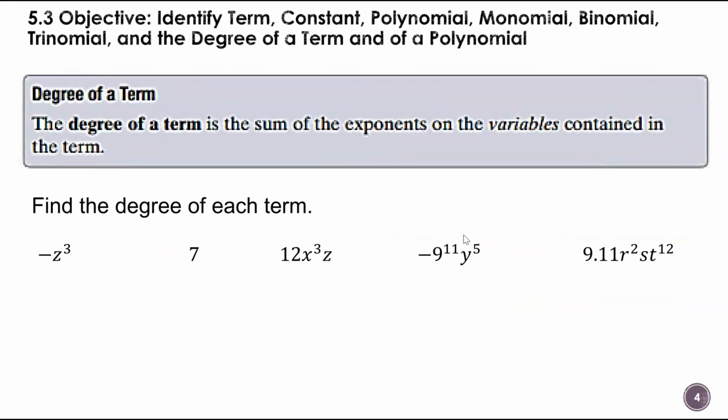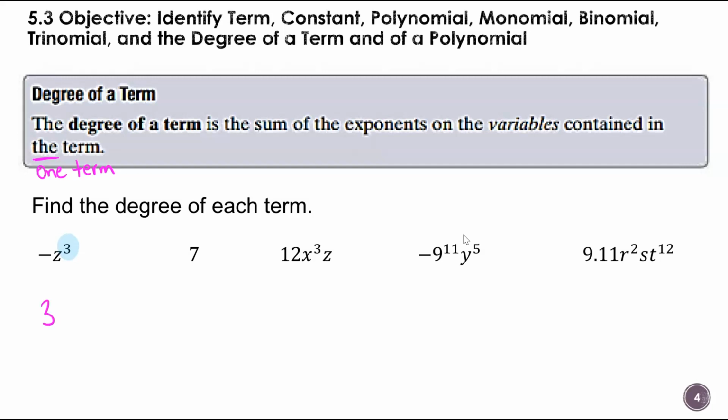The degree is the sum of the exponents on the variables contained in the term. And this means in one term. Each term has a degree, and we're going to talk about what we say when we're looking at, say, a trinomial and the degree of the trinomial. We'll get to that in just a minute. It's based on exponents. So here we have an exponent of 3, so it has a degree of 3.